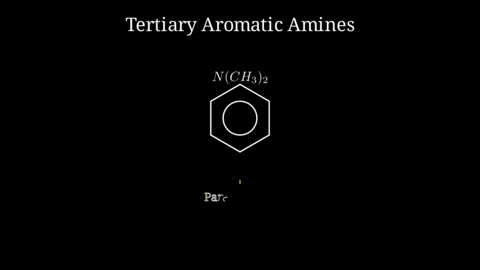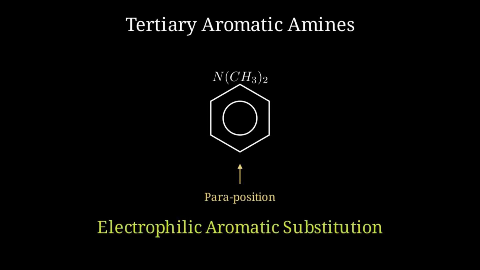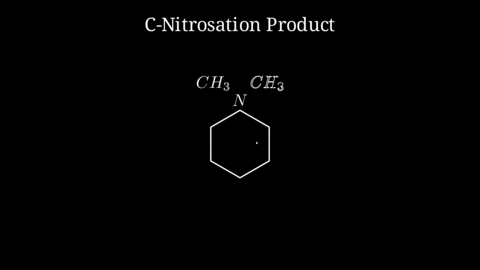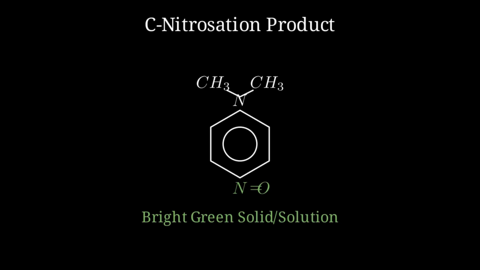In tertiary aromatic amines, the nitrogen is blocked. Instead, the nitrosyl cation attacks the electron-rich benzene ring, specifically at the para position, leading to a unique substitution reaction rather than a nitrogen-centered reaction. The result is a green-colored nitroso compound. This distinct color change is a diagnostic test for tertiary aromatic amines, contrasting sharply with the colorless solutions or gas evolution seen in other amine types.